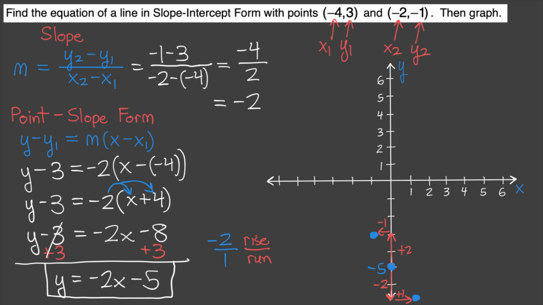But let's go ahead and graph our line. So that goes that way, and then we kind of just do our best here, make it as straight as possible. All right, so there is the equation of our line here when our slope is -2 and our y-intercept is -5.